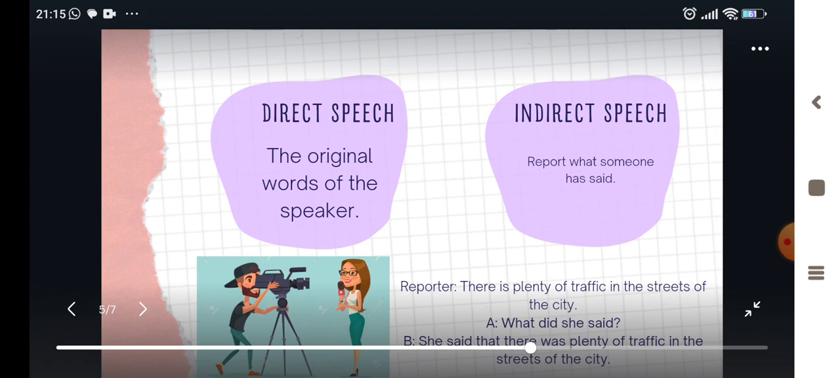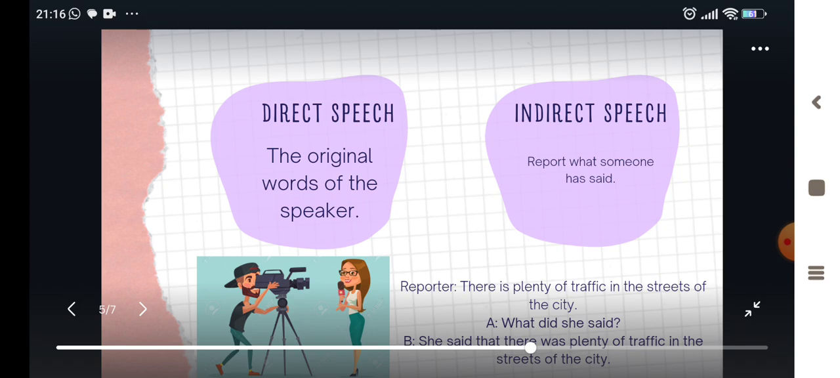And something important is that direct speech may be in a specific tense, and when we are going to use indirect speech, we need to change the tense and the person also. For example, reporter: there is plenty of traffic in the streets of the city. Another person may ask, what did she say? And the other person answers, she said that there was plenty of traffic in the streets of the city.